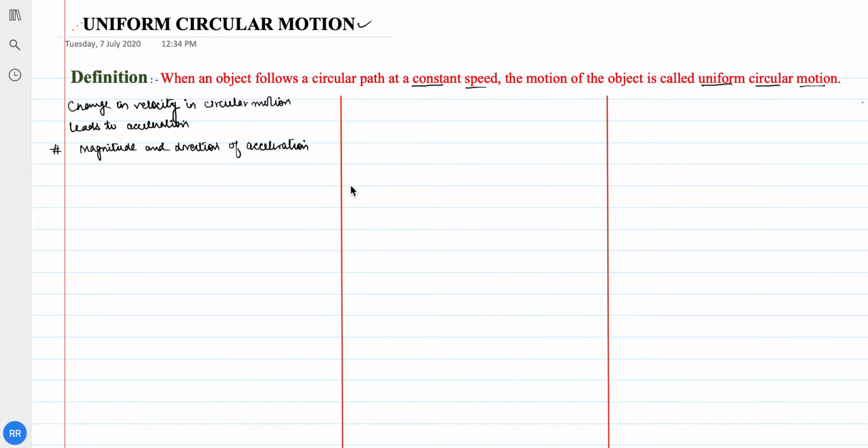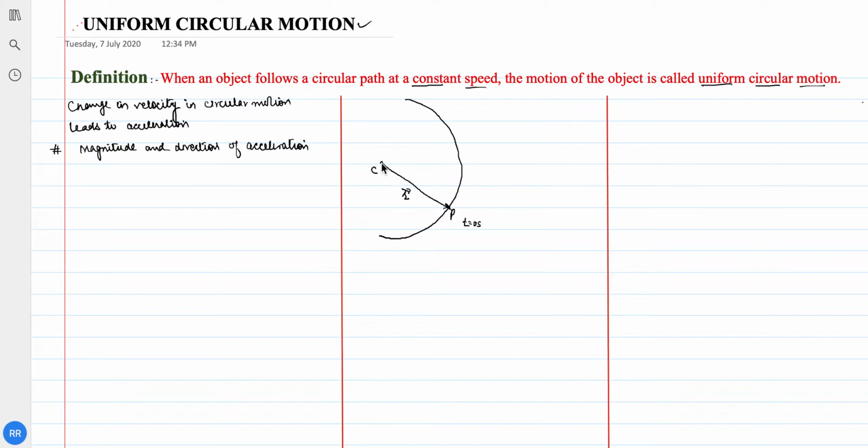Now to find the magnitude and direction of acceleration, we will just consider the circular path we are talking about. So this is the diagram. This is the center of the circle marked as C. Let P be the point from where the particle starts moving at time t equal to 0 seconds. This is the position vector of the particle at point P, represented as r vector.